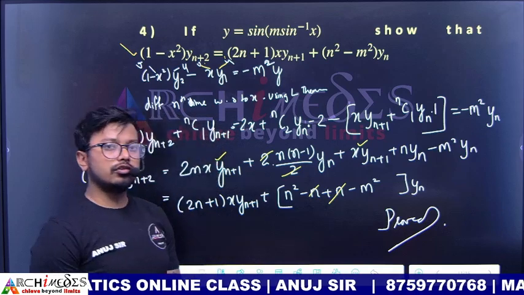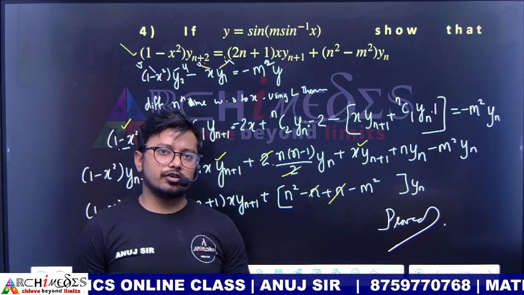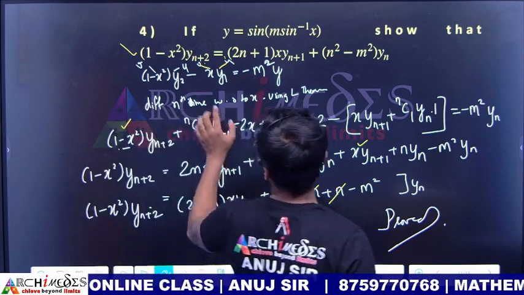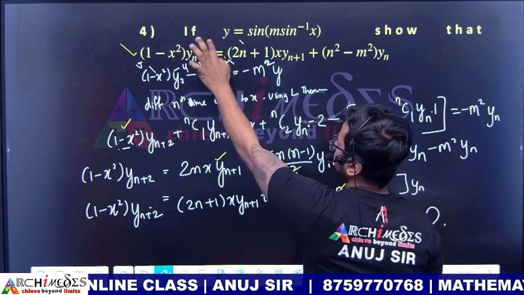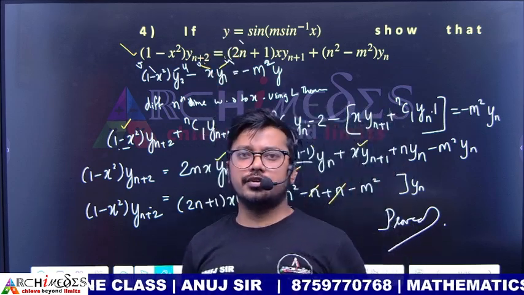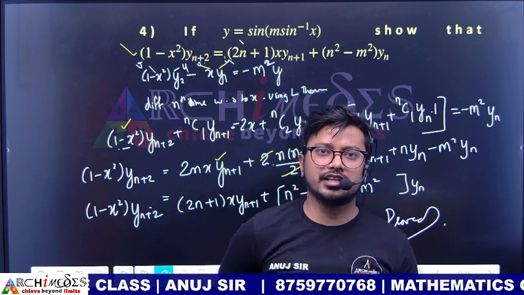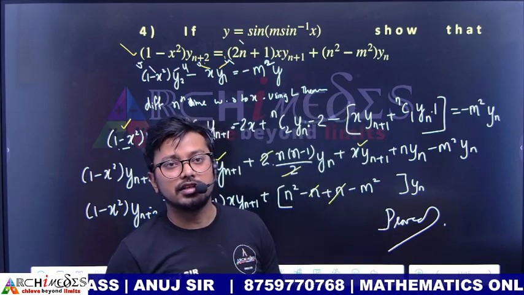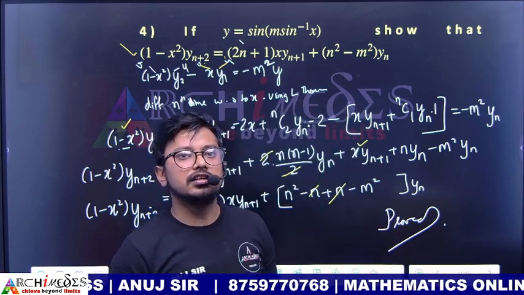So this is how we'll apply Leibniz theorem in a sum. So the main part is to identify. Remember that you cannot find this directly from here to here, because Leibniz theorem is to find the nth order derivative only. But here it is n plus 2. So that's the reason why first you have to find the second order differential equation.